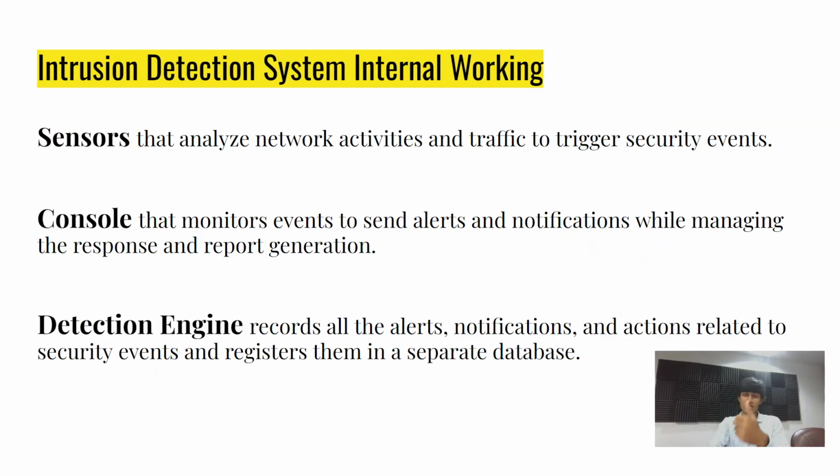Now, the intrusion detection system's internal working. There are sensors, a console, and a detection engine. The sensors trigger on activities and security events. The console is the checking system, which says, okay, something was detected, let's check in our console. It monitors events and sends alerts and notifications while managing the response and report generation. If something anomalous happened, like something intruded, some data packets may change. Then the detection engine records all the alerts, notifications, and actions related to security events and registers them in a separate database.